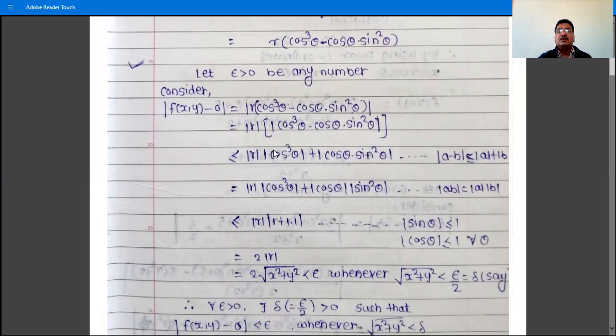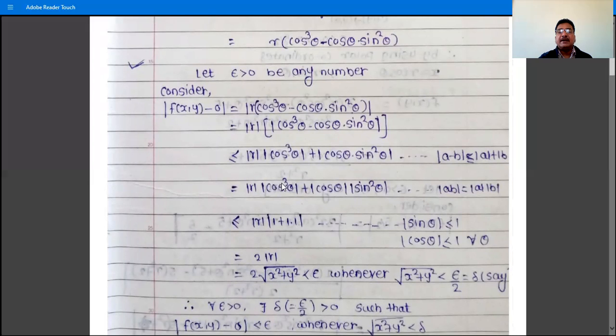So it is |cos³θ| + |cosθ sin²θ|, written in brackets. And then separate the mod, because |a·b| is equal to |a||b|. So write here less than or equal to, because of this. And then substitute |cos³θ| as 1, substitute |cosθ| as 1, and substitute |sin²θ| as 1.